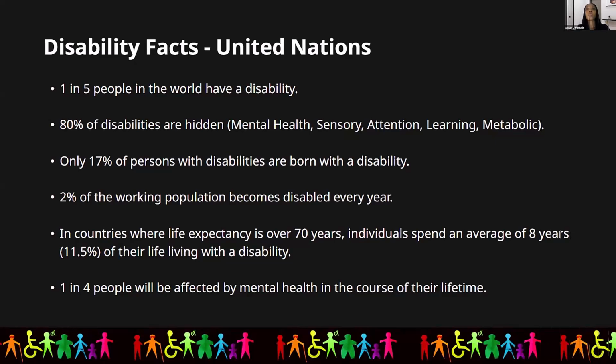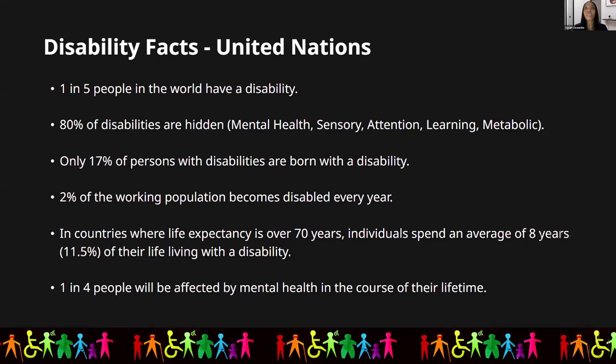2% of the working population becomes disabled every year. So as at today, I might be fine, but by next year, something might happen that would affect the way I interact with a learning experience. Because you know what happens to the working population. So 2% of the working population becomes disabled every year.